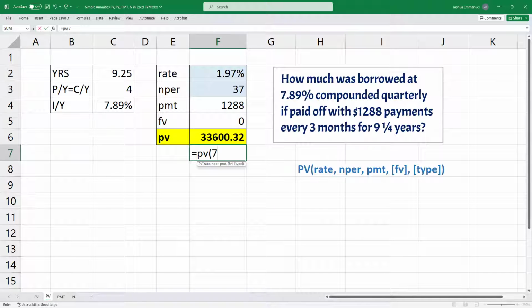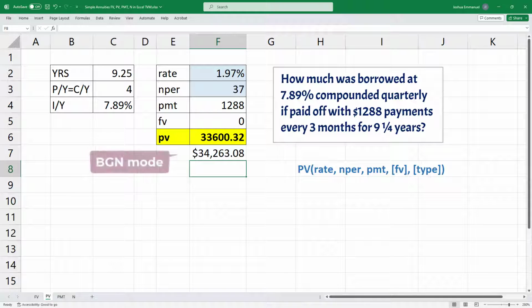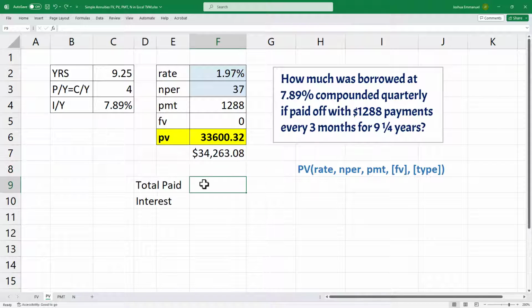Now let's see what the present value will be if the payments were made at the beginning of the period. I'm going to input 1 for type here for begin mode. You can see that the present value is higher in begin mode. This means we can borrow a little more with the same periodic repayment amount if we pay at the beginning of the periods rather than at the end. The total amount paid is periodic payment times the number of payments. The interest paid on the loan will be the total repayment amount minus the amount borrowed.